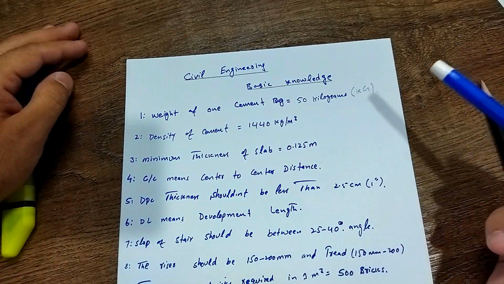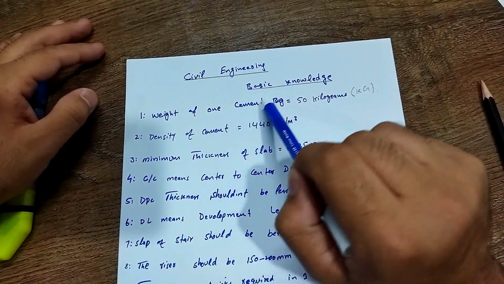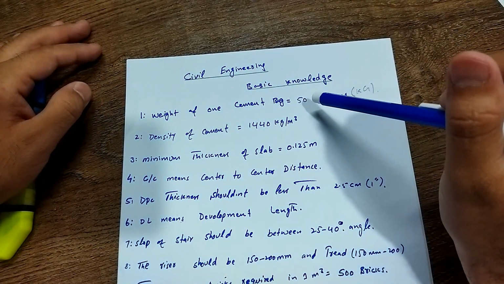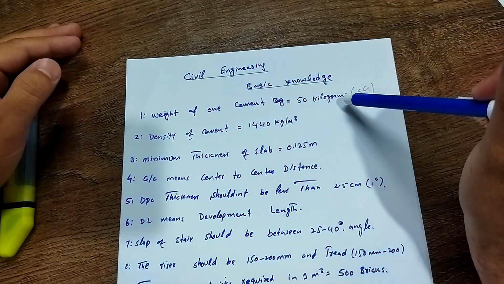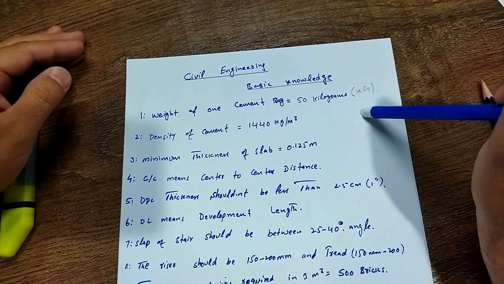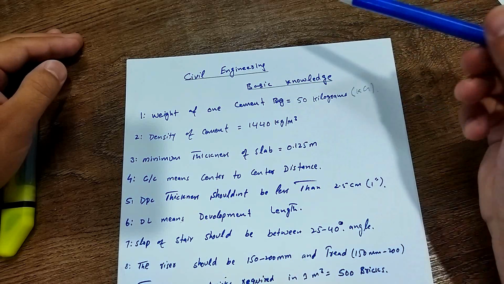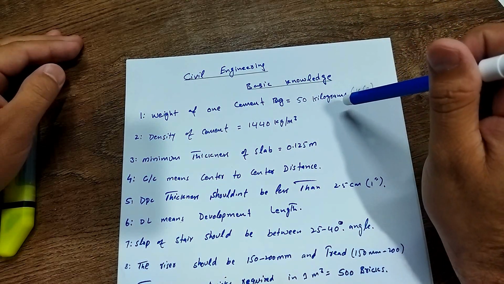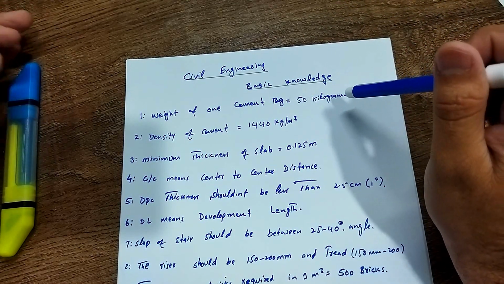So let's get started. Weight of one cement bag. So viewers, the weight of one cement bag is 50 kilograms or 50 kg. Okay, so everybody should know this. What is the weight of one cement bag?